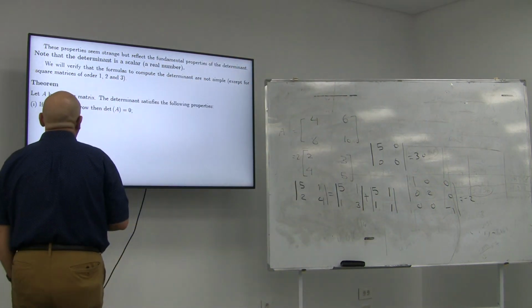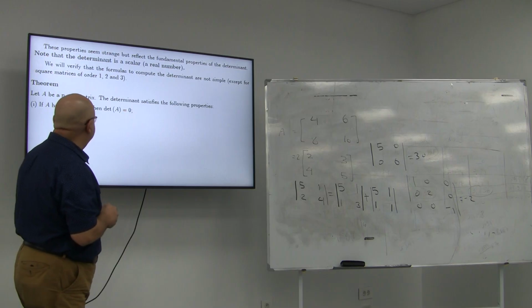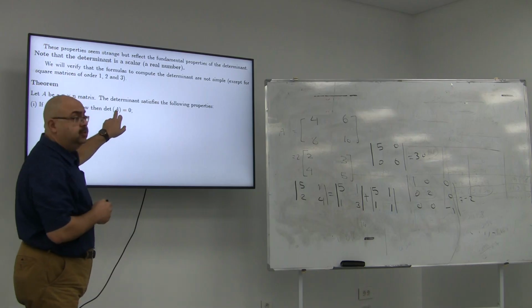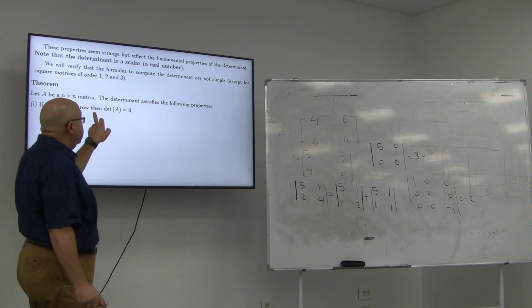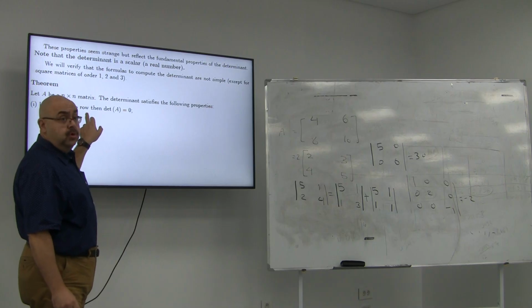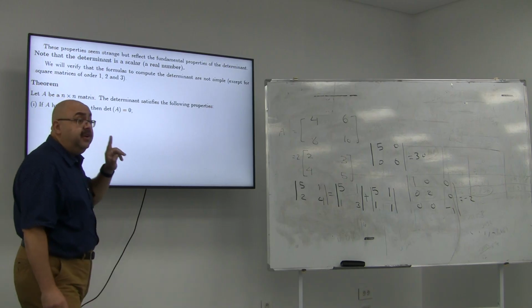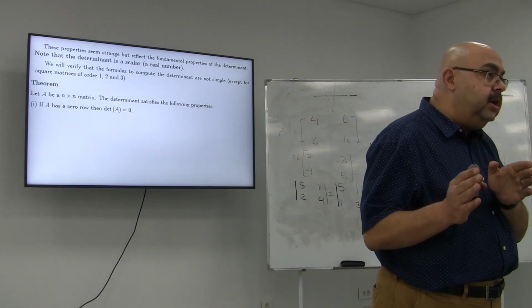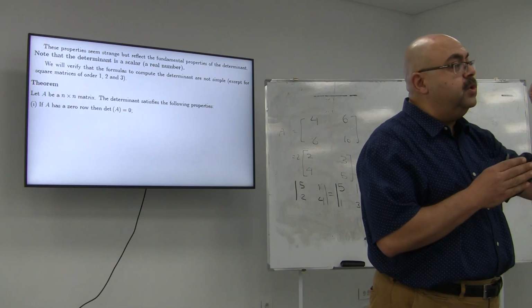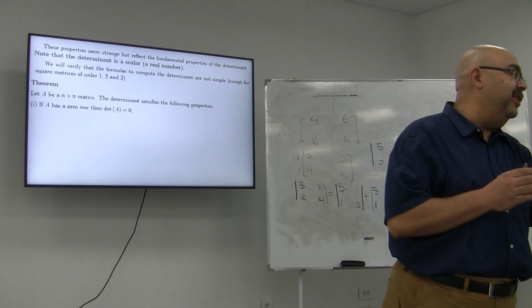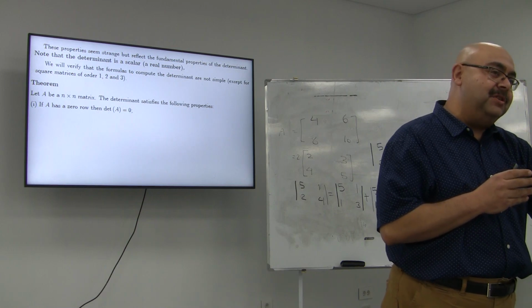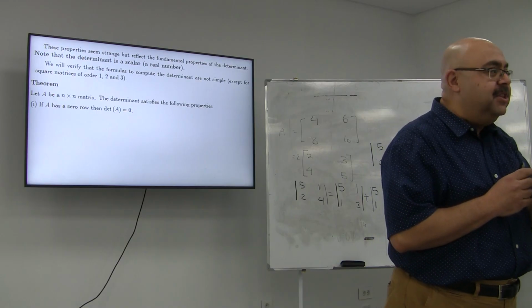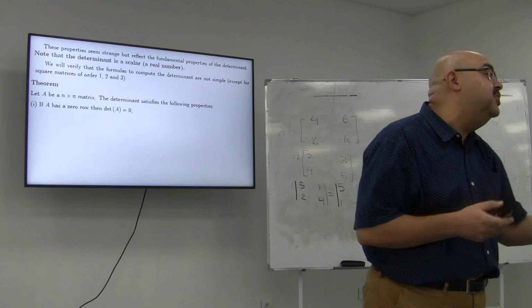Theorem: let A be an M matrix. The determinant satisfies the following properties. If A has a 0 row, then the determinant of A will equal 0. Stop. This property reflects that the Cramer method will be used only with matrices of full rank, so a unique solution only. Because if you have an infinite number of solutions, the rank is not going to equal the number of columns, so you will have a 0 row embedded in it. This is why the Cramer method is not going to work.